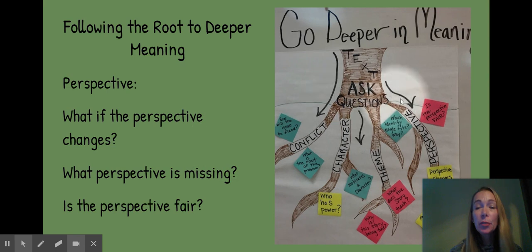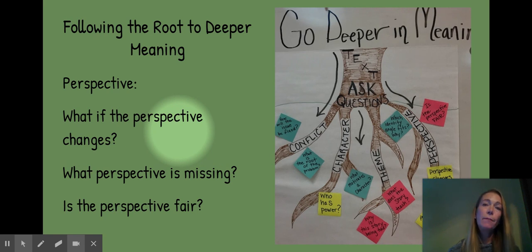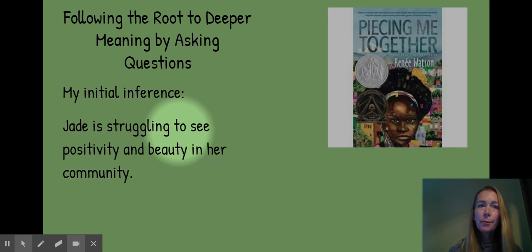Lastly, perspective. Perspective is another area that you can think about when the perspective changes, or if you were to change the perspective, whose perspective is missing? And is the perspective that you're reading now fair? So you don't need to answer all of these questions. Rather, you're going to look at your initial meaningful statement or inference, and then you're going to see which ones fit best.